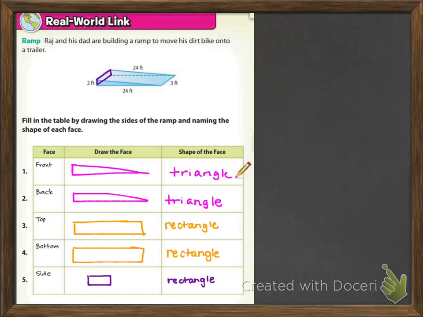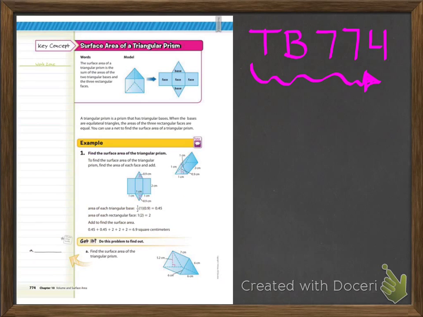All right, so now you can see that we have all of the shapes drawn and all of them named as well. Now you should be looking at textbook page 774.